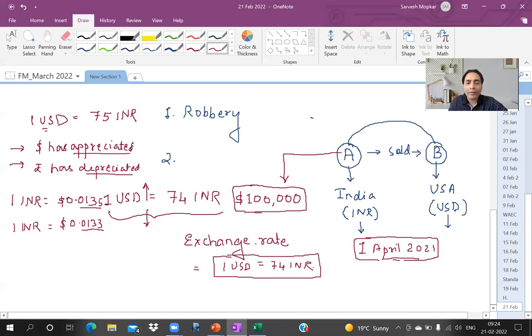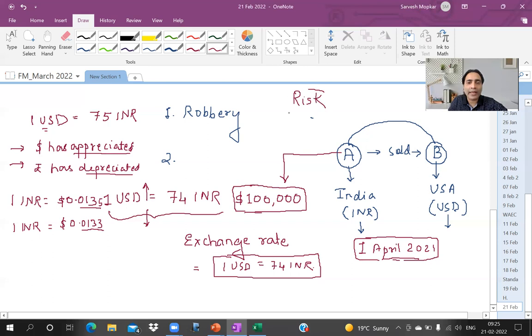Now, is this rate going to remain same? No, it can go anywhere. It can go to 75, 76, 77. It can also come down to 73, 72, 71. The rates can go anywhere. However, now please remember, if A receives these $100,000 immediately, that means the goods are delivered and immediately A receives $100,000. Then there is no risk.